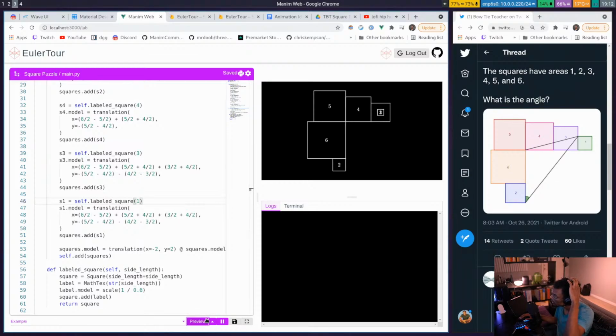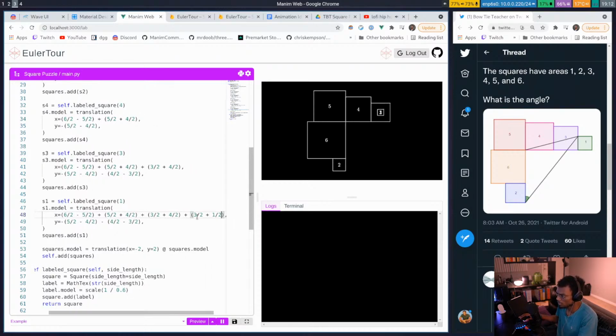I'll position the 1 square. It's going to be pretty much the same thing. Plus 3/2 plus 1/2. And then minus 3/2 minus 1/2. Great. So the scale looks a little bit different from this. But that's okay. Then I have to put in these 2 lines to form the triangle.